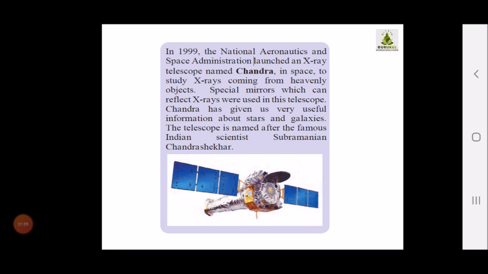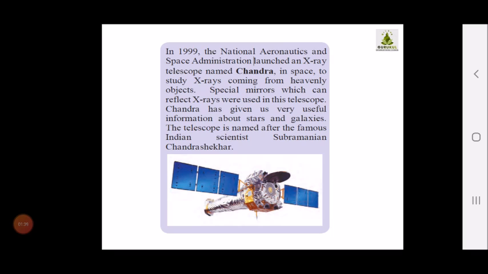In 1999, the National Aeronautics and Space Administration launched an X-ray telescope named Chandra in space to study X-rays coming from the heavenly bodies. Special mirrors which can reflect X-rays were used in this telescope. Chandra has given us very useful information about the stars and the galaxies.